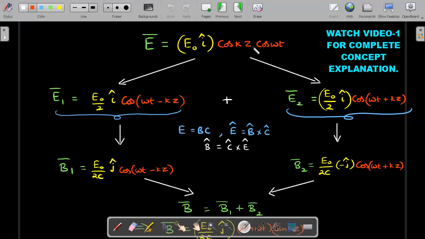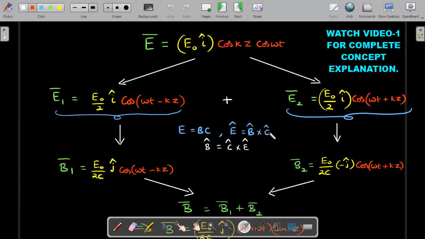So when you have a product of cosine functions, you can split it into 2 traveling waves. A simple one: divide by 2, multiply by 2, 2 cos A cos B is cos of A minus B plus cos of A plus B. Okay, right, simple. Now what you do is apply all the rules that I taught in video 1 to this one to convert it to the magnetic field. Right, and the rules in short, if you are lazy, are these: E is BC, E cap is B cap cross C cap.